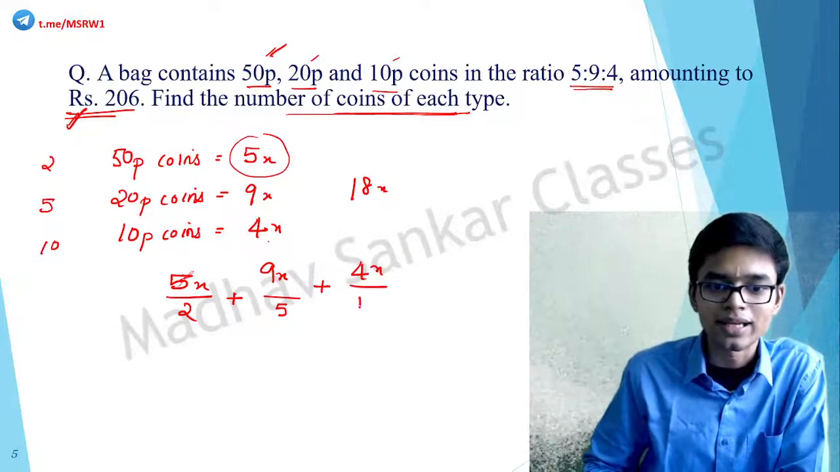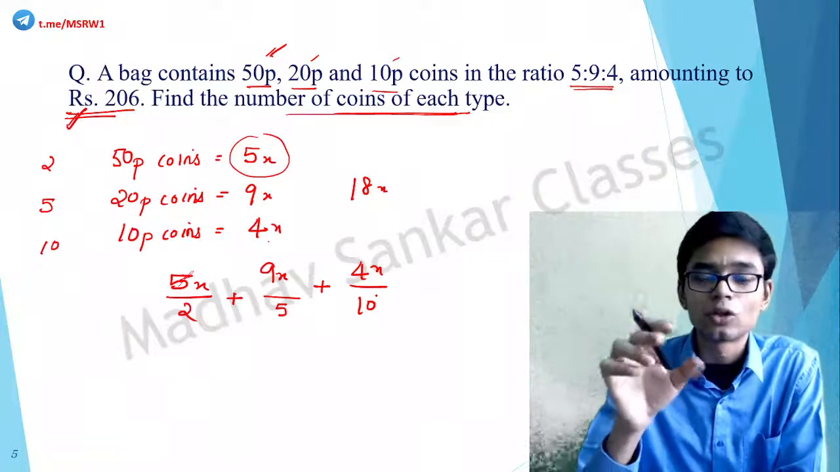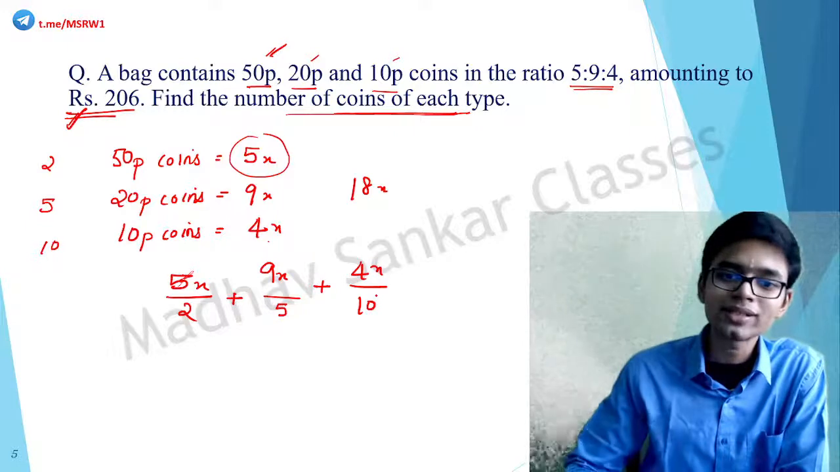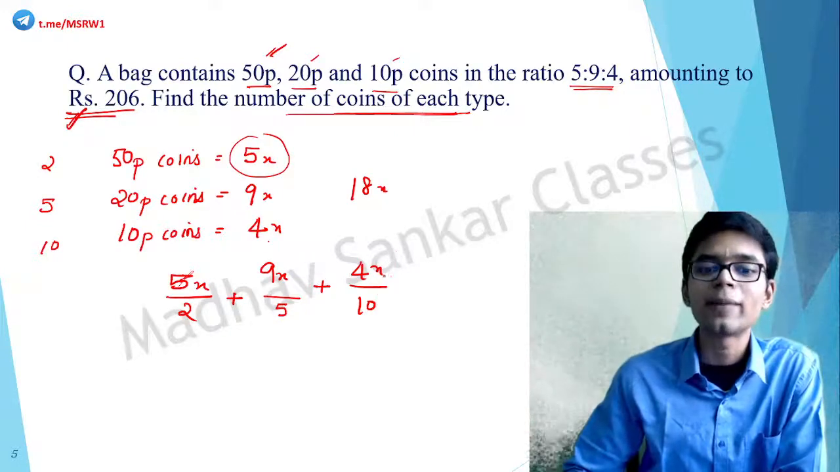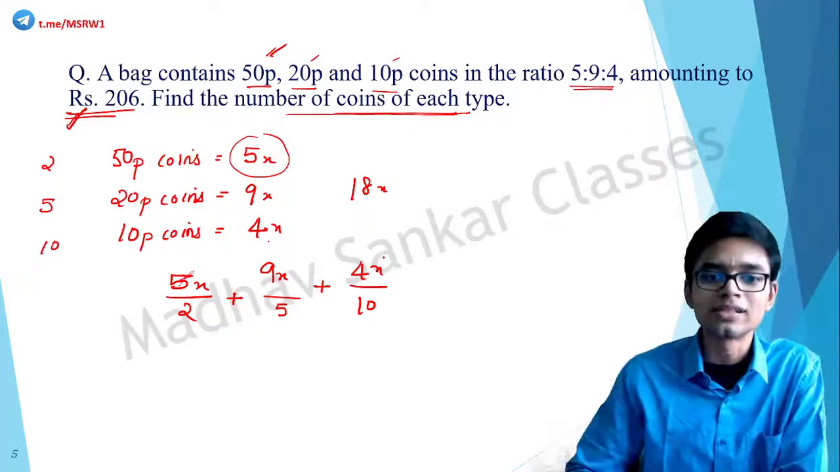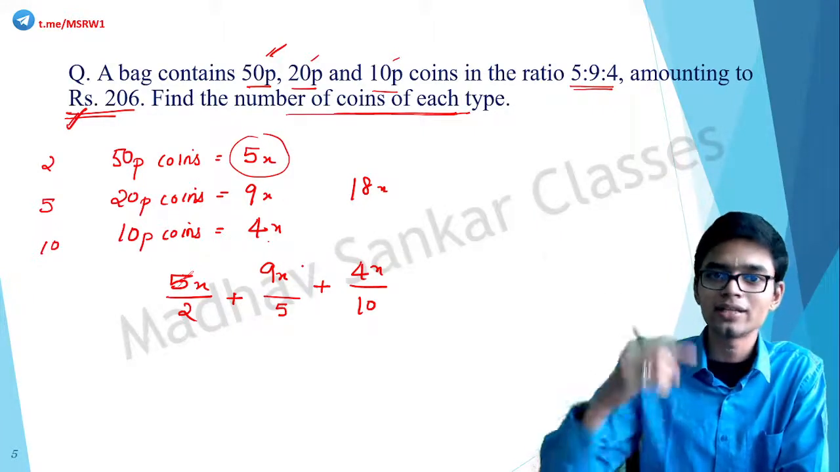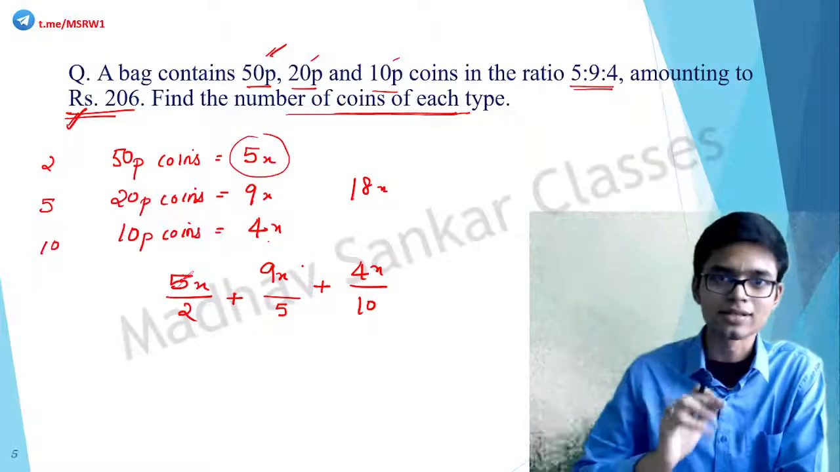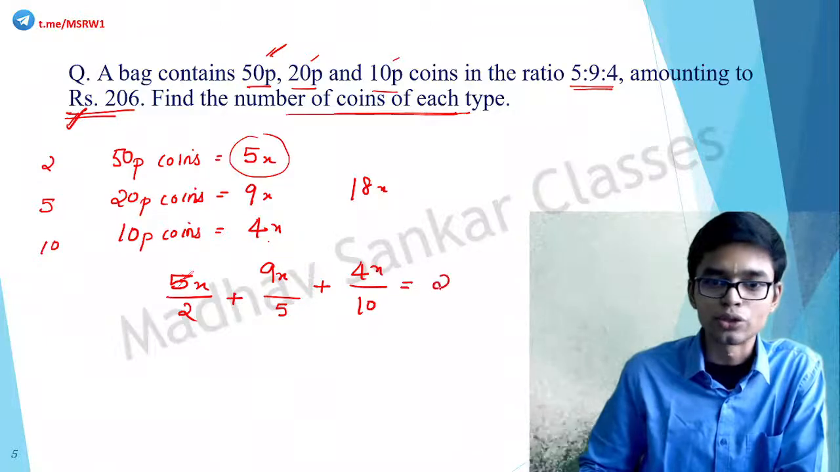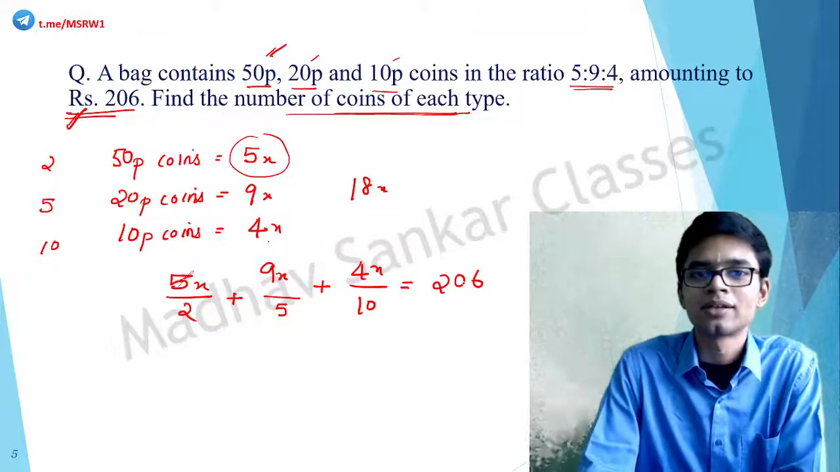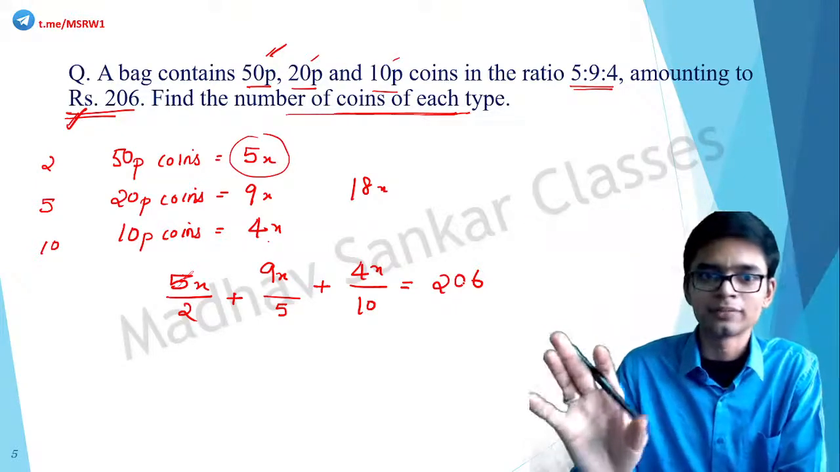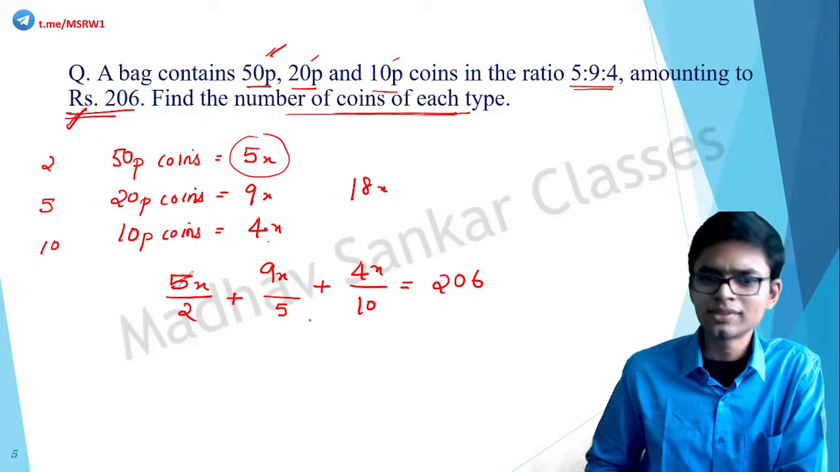4x divided by 10. This is the total number of rupees made of 10 paise. Got it? 4x is the total amount of 10 paise, divided by 10, we'll convert it into rupees. Similarly, 9x is the amount of 20 paise. So if we divide it by 5, we can convert that into rupees. That's how we did this. So this is equal to 206. Understood the conversion? I hope it's very clear. Now, simply solve for x.